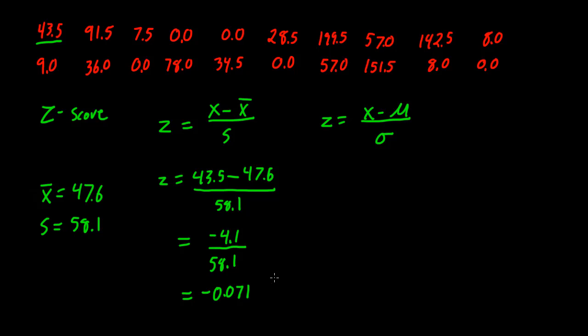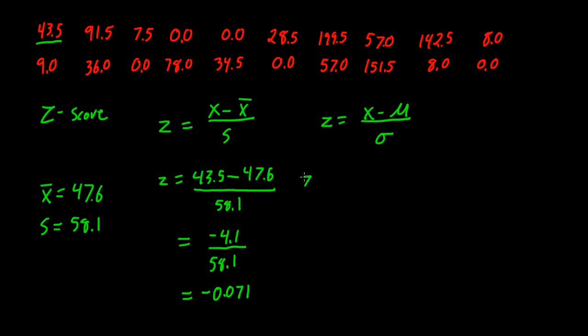we get negative 0.071. So if we look at that data, we kind of try to get an intuitive feel of what that should look like. We see that 43.5 is just a little bit smaller relative to our standard deviation than the mean, which means that the data should be small in magnitude and will be negative for our Z-score, which is exactly what we're getting. So let's walk through a couple of other examples.